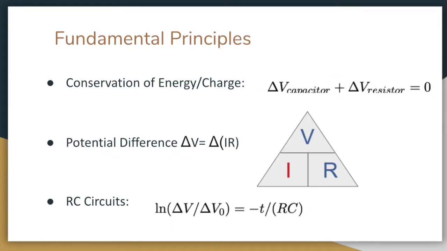For fundamental principles, the conservation of energy and conservation of charge is present throughout the lab experiments, and the formula delta V capacitor plus delta V resistor is used to calculate a value present within the lab. The formula V equals IR is used to calculate current and resistance in various portions of the circuit lab, and the formula shown for RC circuits was used to calculate the RC value of the ideal circuit with our experimental values.